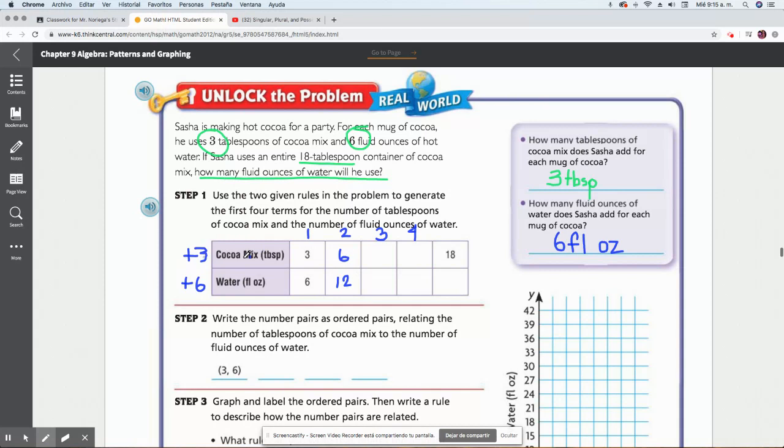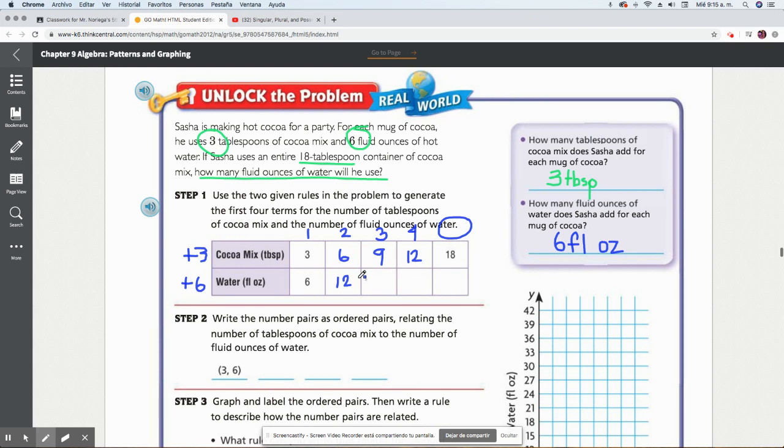Okay, so the rule for the cocoa mix is to add 3. So 3 plus 3 equals 6. What is 6 plus 3? 6 plus 3 equals 9. What is 9 plus 3? 9 plus 3 equals 12. Okay, and I'm going to stop right here because we need to find what number goes right here on the top, and we are also going to find what number goes right here in this box by using the rule.